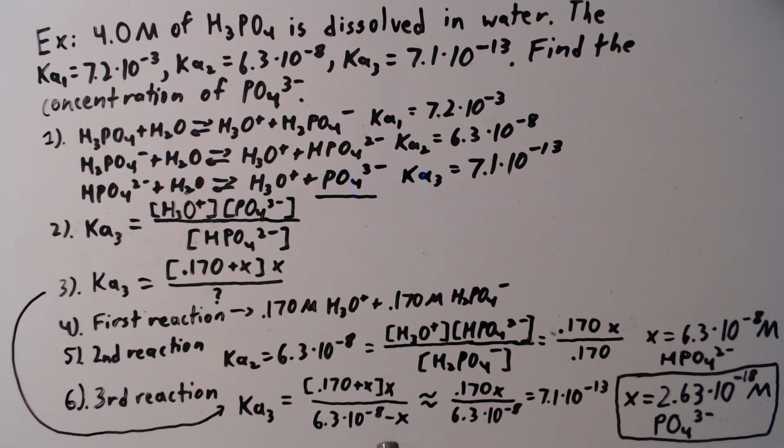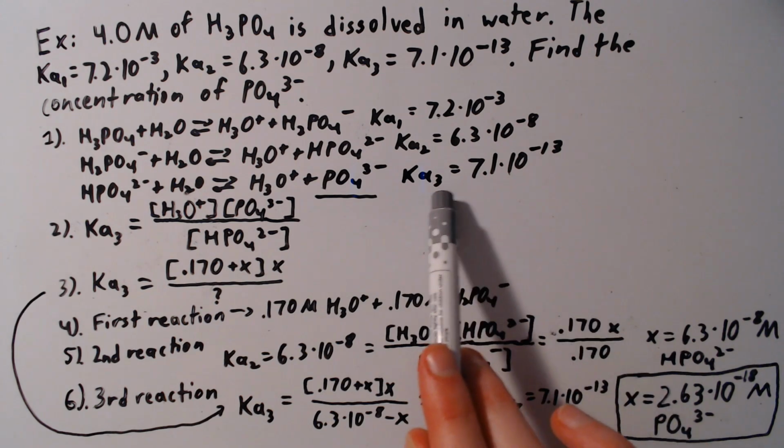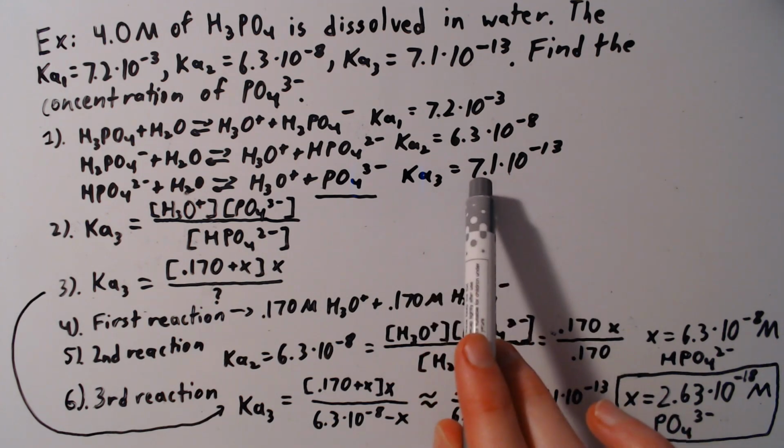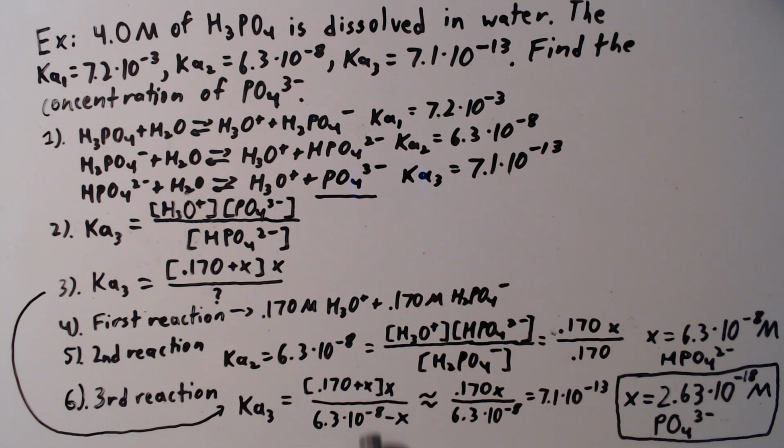And on the bottom, we do not need this minus X, because the initial concentration of HPO4, which is 6.3 times 10 to the negative 8th, is more than 100 times greater than the Ka3 for this third reaction. The Ka3, 7.1 times 10 to the negative 13th, is 5 orders of magnitude smaller. So little of this HPO4 dissociates that its concentration virtually remains constant. So we can just ignore this minus X and put the 6.3 times 10 to the negative 8th on the bottom. And now we can simply solve.